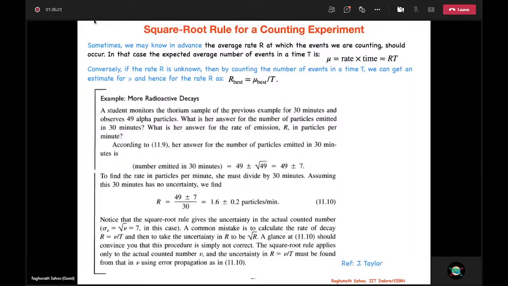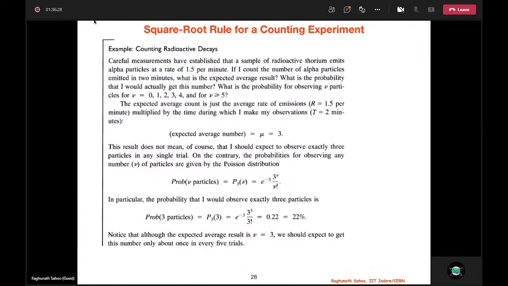As you can see, I have taken examples from different books. The earlier one was from Leo, and this is from Taylor. You can have a look at Taylor for this example. Let me omit this one. This is more involved, but it involves the statistics, Poissonian statistics.